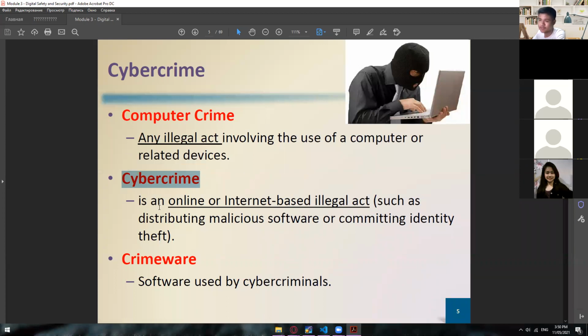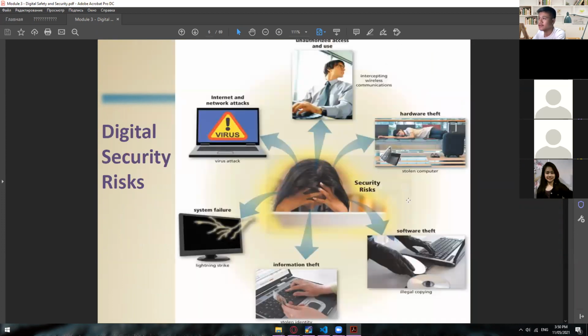Okay, and then of course you'll go to jail in no time if you did something like this. Okay, anything that's illegal. And then crimeware is the application or the software that you've used for doing that illegal act.